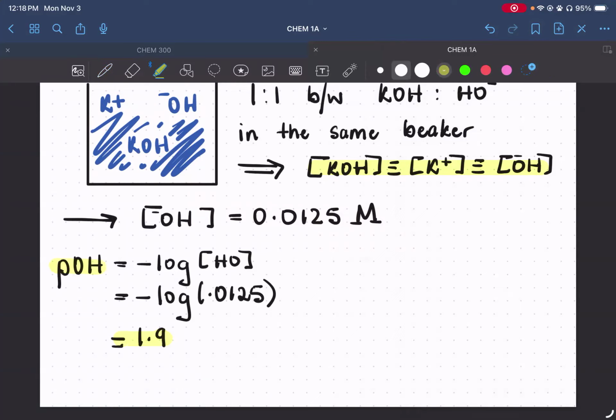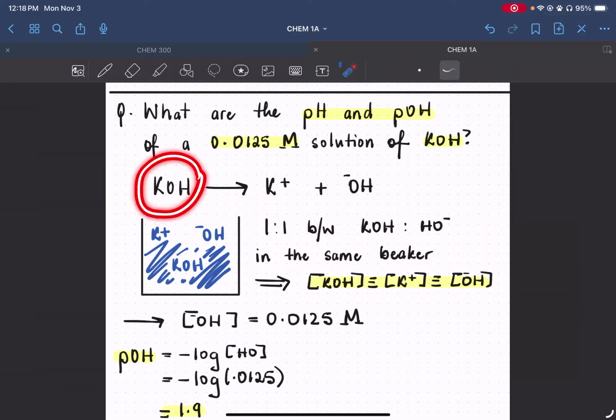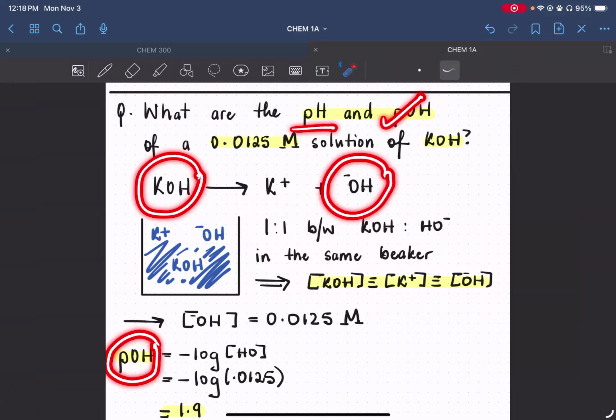Remember that POH, like pH, is unitless and is traditionally written to 1 decimal place. This isn't all the question asked for, however. You see, insofar, all we've really done is say, well, based on the KOH, we can identify the OH concentration. Based on the OH concentration, we can identify POH. That's checked off, so all that's left is to calculate pH.